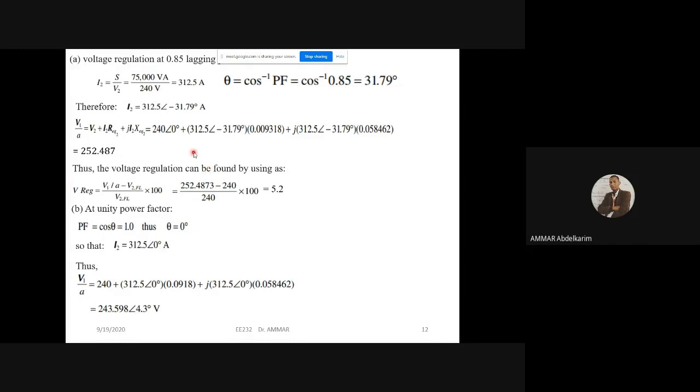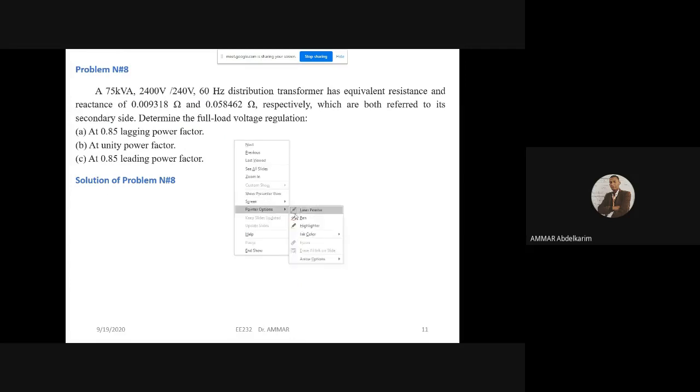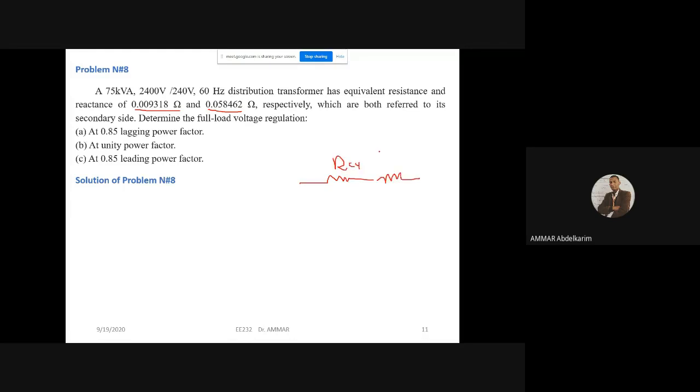Let's see the equivalent circuit referred to the secondary. Here it's simple because they give us directly R equivalent and X equivalent. In this circuit referred to the secondary, this is R equivalent and this one is X equivalent. You know that the value of R equivalent and X equivalent is different in the secondary: R equivalent equals R1 over A square, sorry, plus R2. But here they give us directly the values of R equivalent and X equivalent.